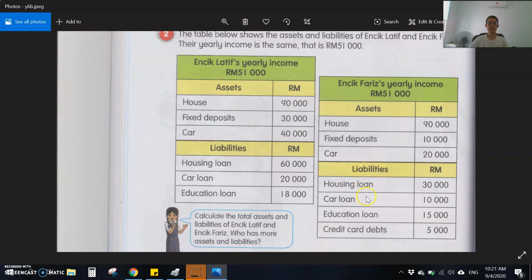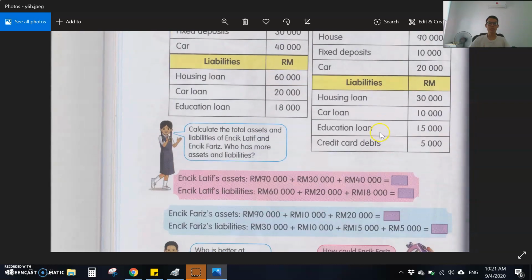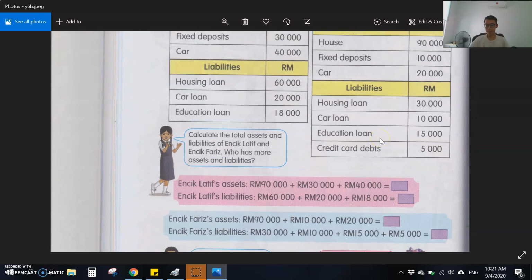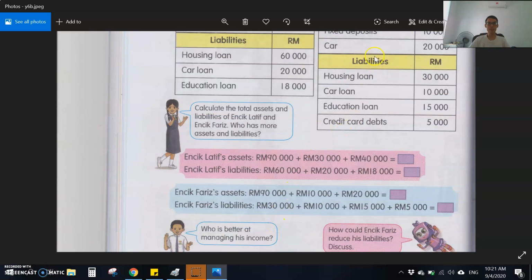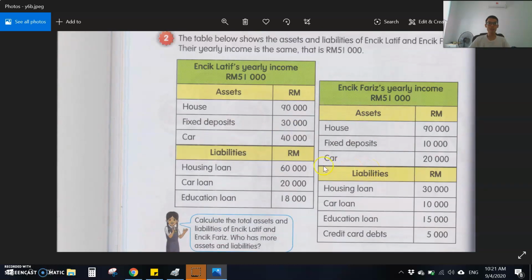Okay, so ini soalan untuk hari ini. Okay, ini dalam muka surat 80 in your buku teks. So, cuba cari siapa yang lagi bagus dalam menguruskan kewangan. Okay, kita sambung dalam video seterusnya.